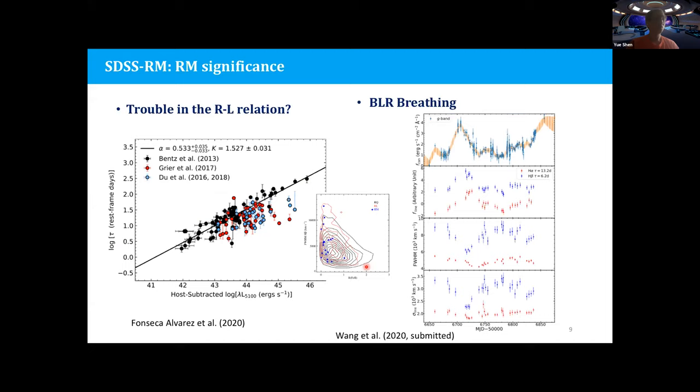Another interesting finding from our study is that when luminosity increases in individual quasars, you see the broad line width of the object actually decreases. This is known as the broad line region breathing effect. My student Shu Wang is writing a paper to submit very soon. And spoiler alert, not all lines have the same breathing effect. In fact, some lines don't have a breathing effect and some lines have anti-breathing effects. So watch out for that paper.